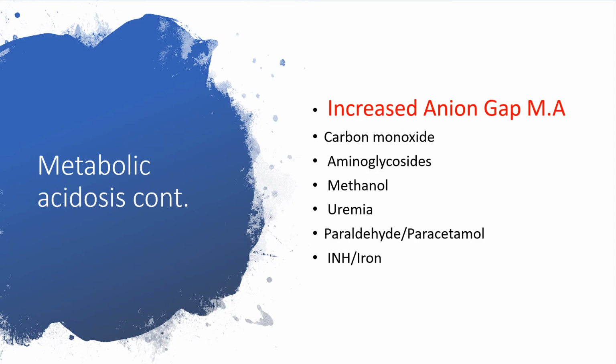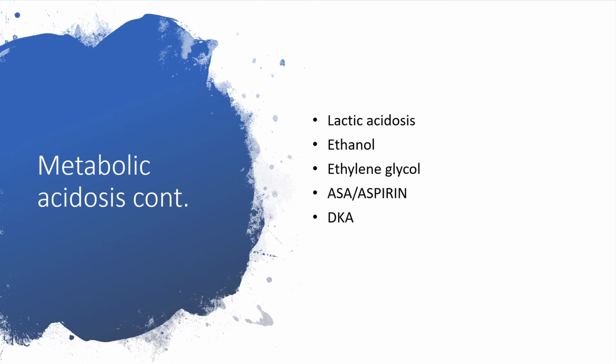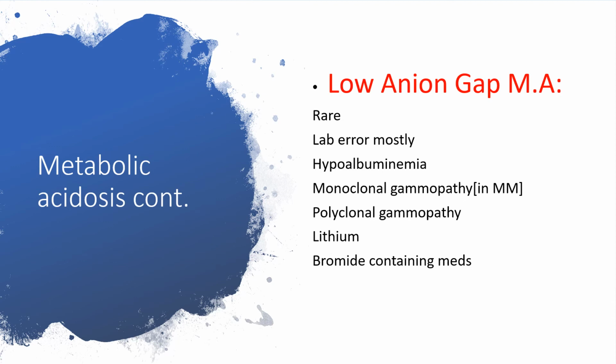Causes of increased anion gap metabolic acidosis could be carbon monoxide, aminoglycoside, methanol, uremia, paraldehyde or paracetamol, INH or iron, lactic acidosis, ethanol, ethylene glycol, aspirin, diabetic ketoacidosis.